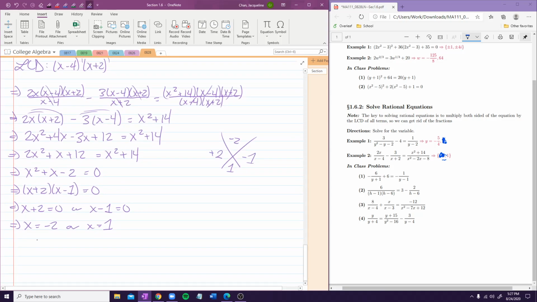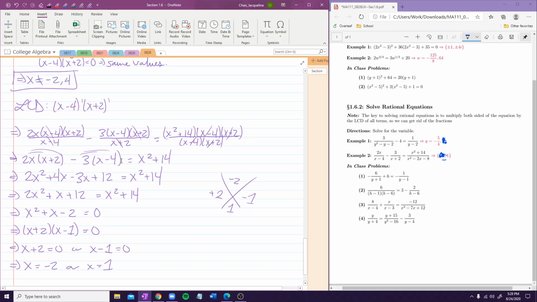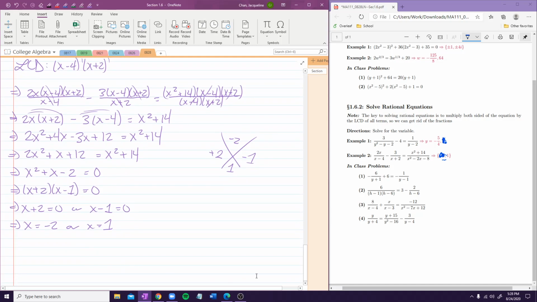So, again, before we say it's done, we have to look back at what our restricted values are. We cannot let x equal negative 2 and 4 because those would make our equations undefined. So what does that mean? This means that this negative 2 is not a solution. So that just tells us x is equal to 1.